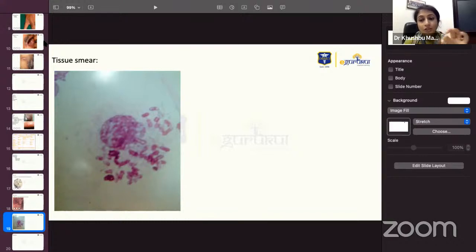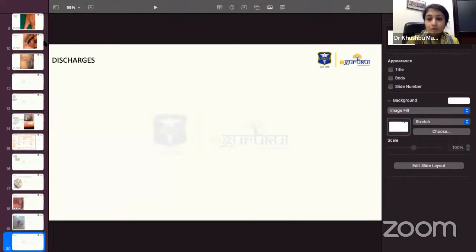But here, with this approach, you should be able to categorize different types of genital ulcers. And it should be a very easy job for you to find out the positive organism, the test of choice, or what are the examination findings that you might get. Okay. So with this, we'll move on to discharges.